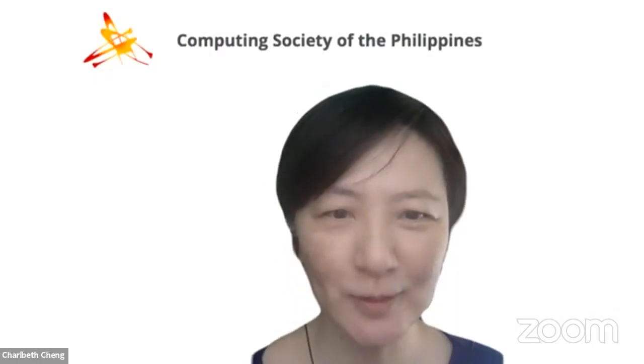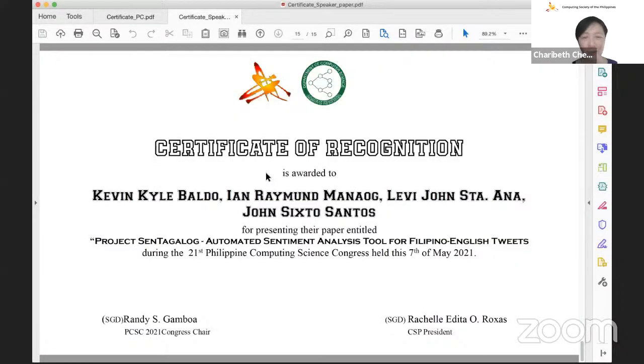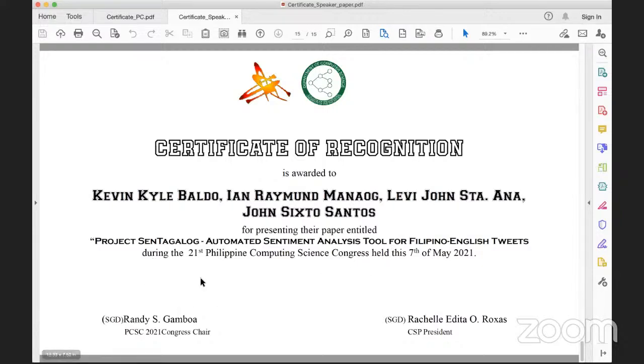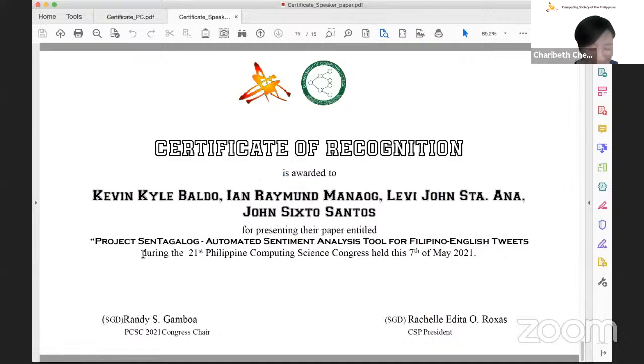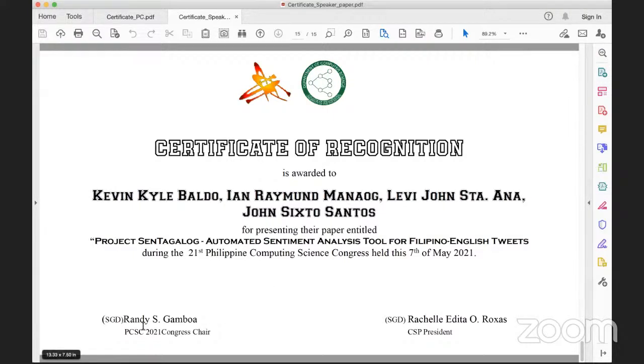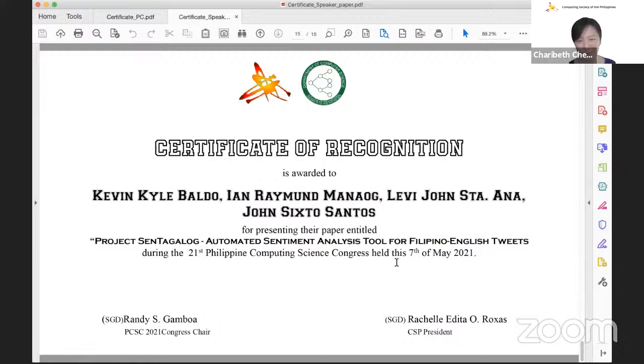Since there are no more questions from the team, thank you, Kevin and Ian. So I'm presenting this certificate of recognition to Kevin Calbaldo, Ian Raymond Manaog, Levi John Santa Ana, and John Sixto Santos for presenting their paper entitled Projects in Tagalog, Automated Sentiment Analysis Tool for the Filipino English Tweets during the 21st PCSC held this May 7. We will revise the title as you presented today. Signed, Randy Gambo, Congress Chair, and CSP President Rachel Rojas.